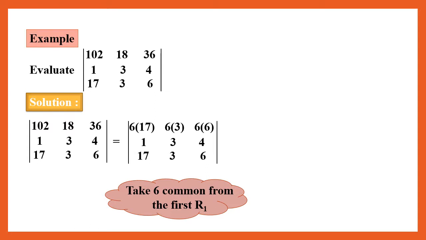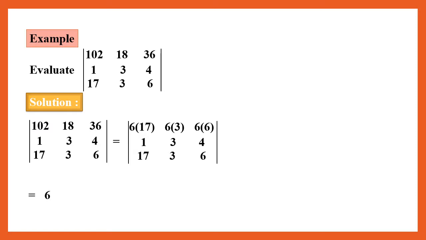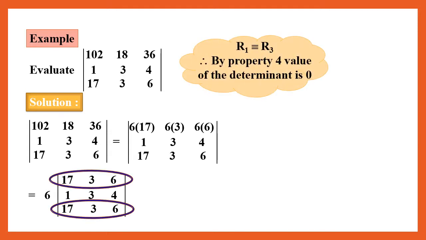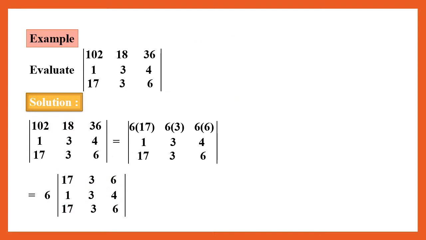Next, on taking 6 common from row 1, we get 6 into the determinant 17, 3, 6, 1, 3, 4, 17, 3 and 6. Now we can see that using property 3, the elements of R1 and R3 are identical. So the value of determinant will be 0. So 6 into 0 will be equal to 0. So in this example we have made use of both property number 4 and property number 3.